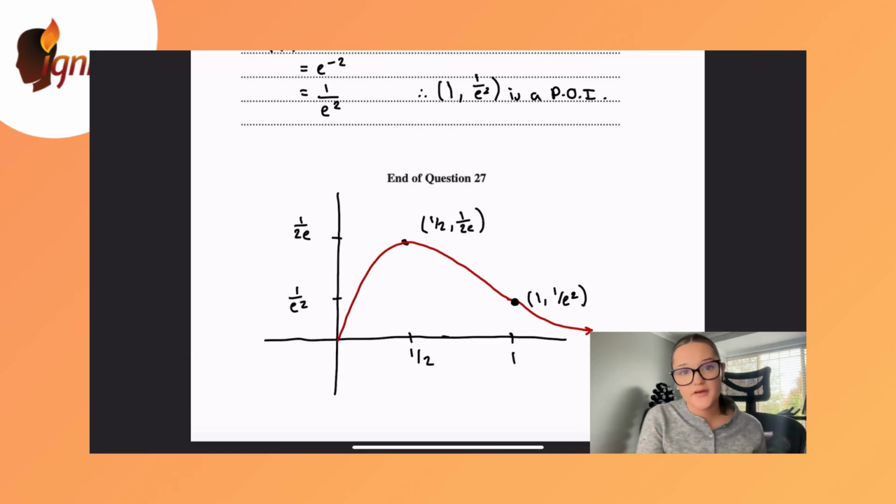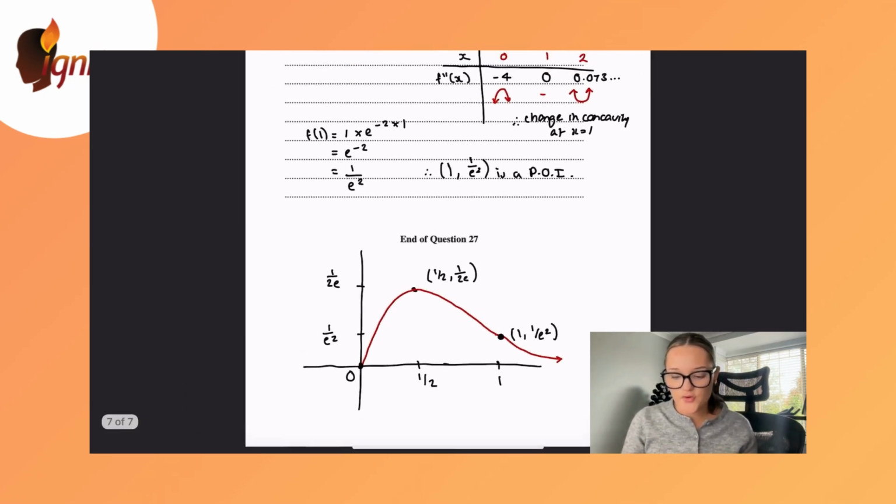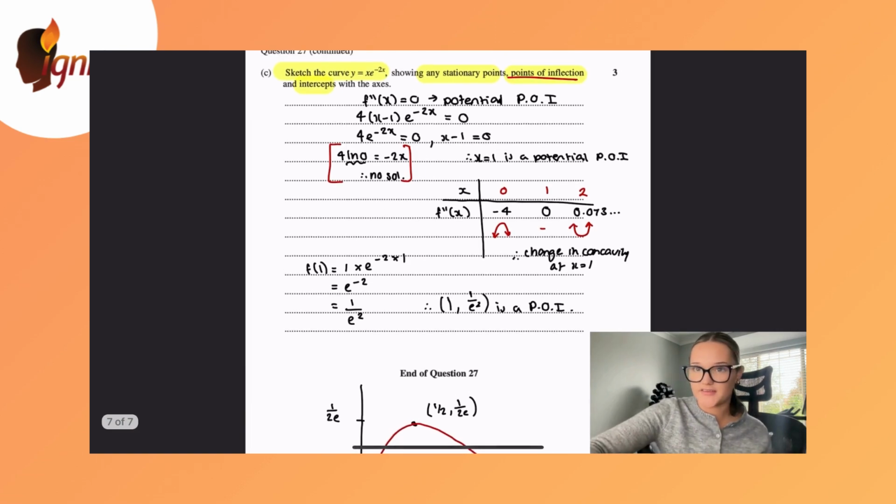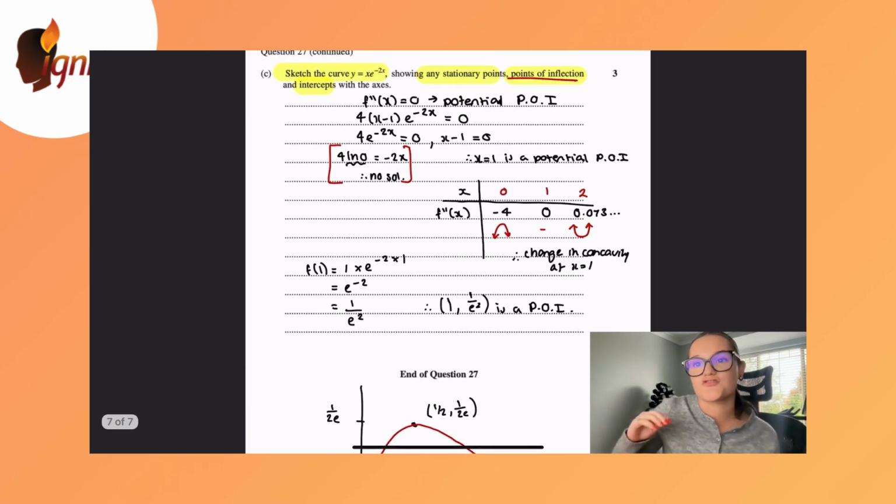All right, so that's how we would graph that one. I know it says sketch any intercepts with the axes. We only have the one at the origin here, like that. All right, so that's how we use all the different derivatives in calculus. Hopefully this one helps. Just remembering the things that I mentioned at the start of the video. So first derivative, we're looking at stationary points, and then second derivative, we're looking at concavity there. Okay, so hopefully that one helped.